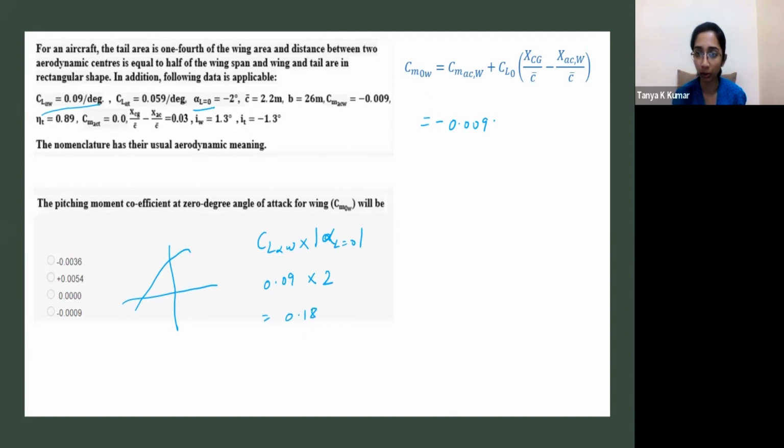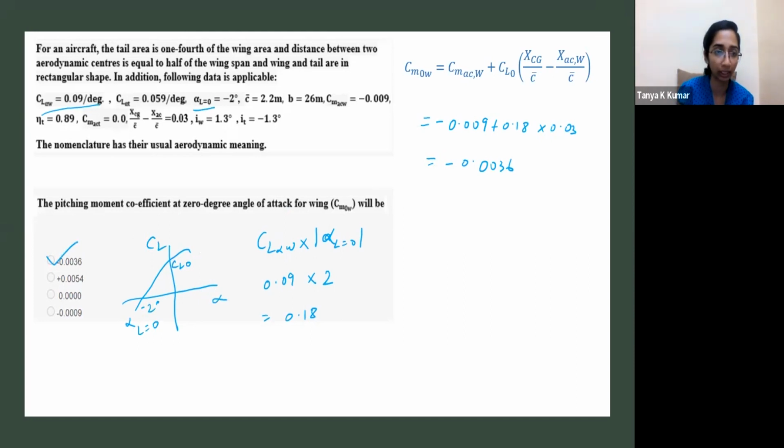Right, so 0.18, and XCG would be 0.03. What would this answer be? Can someone just calculate quickly? Okay, so it's minus 0.0036. Are you all getting that? This is CL versus alpha. Okay, is this fine?